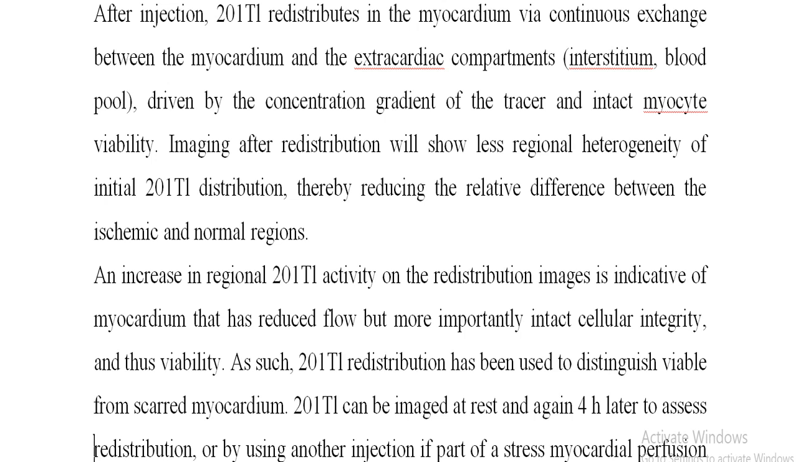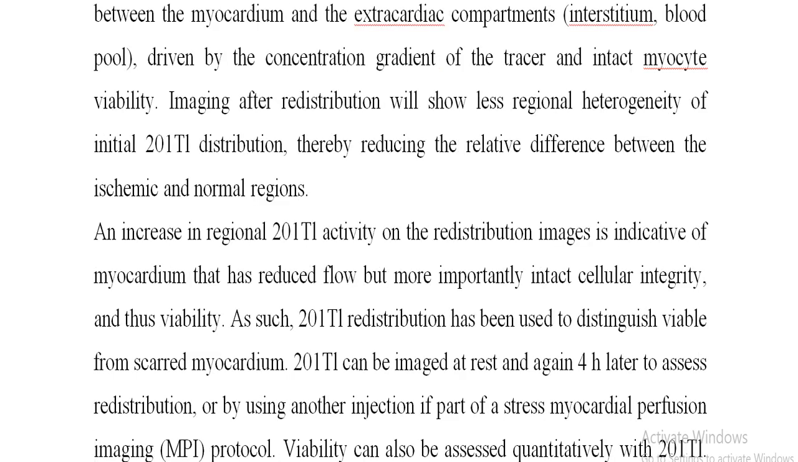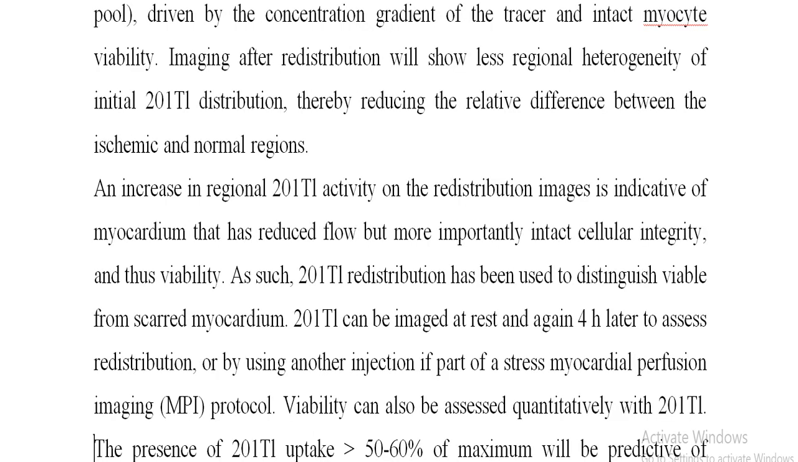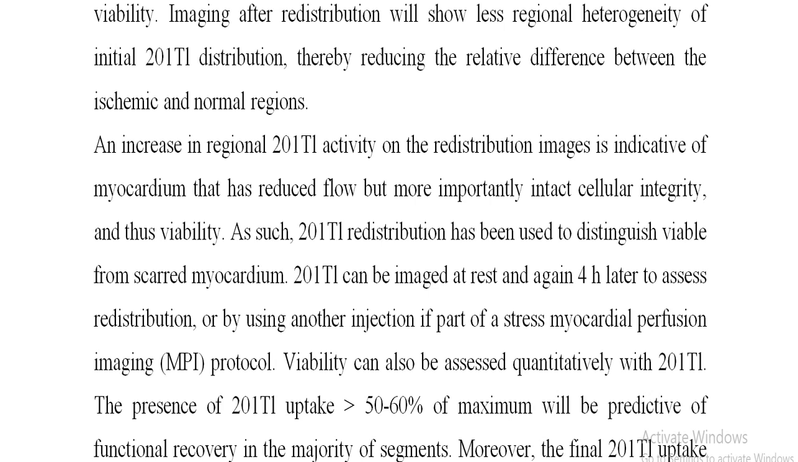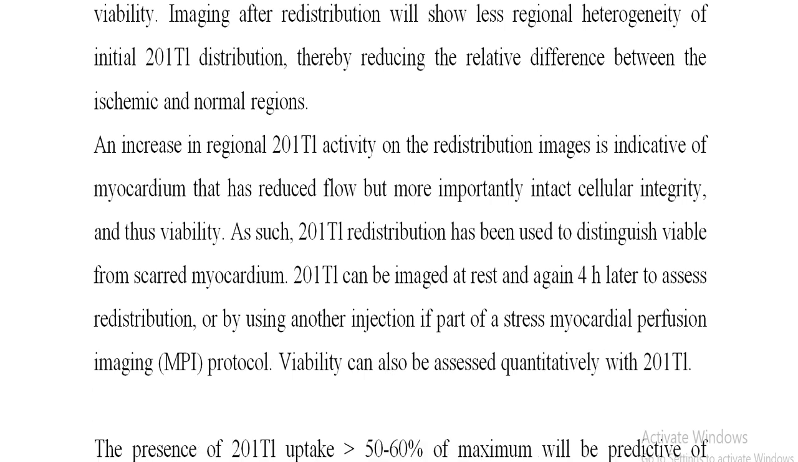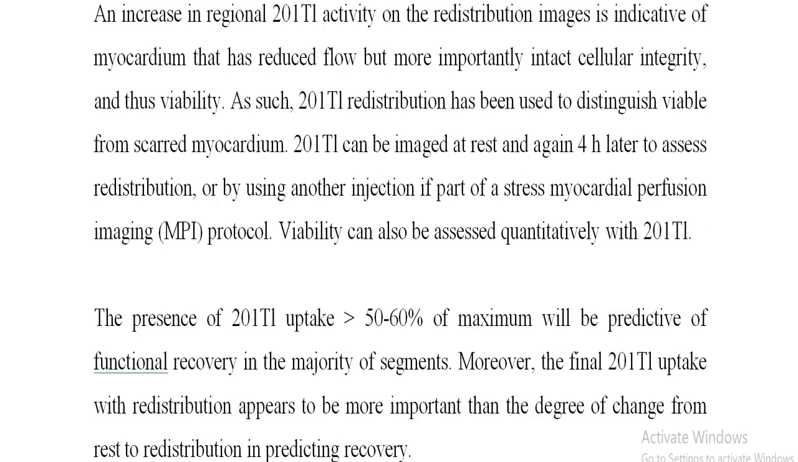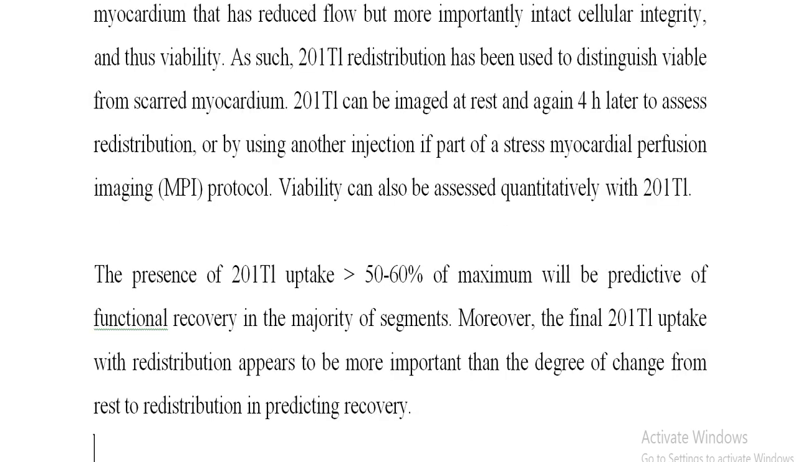201Tl can be imaged at rest and again 4 hours later to assess redistribution, or by using another injection if part of a stress myocardial perfusion imaging (MPI) protocol. Viability can also be assessed quantitatively with 201Tl. The presence of 201Tl uptake greater than 50 to 60% of maximum will be predictive of functional recovery in the majority of segments. Moreover, the final 201Tl uptake with redistribution appears to be more important than the degree of change from rest to redistribution in predicting recovery.